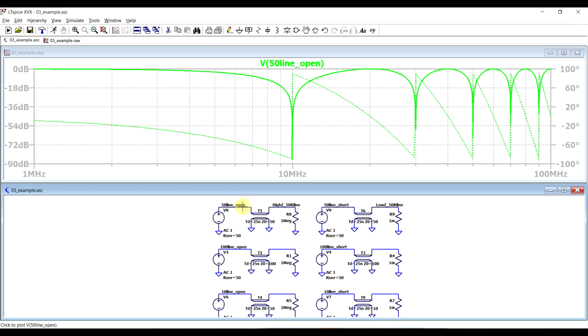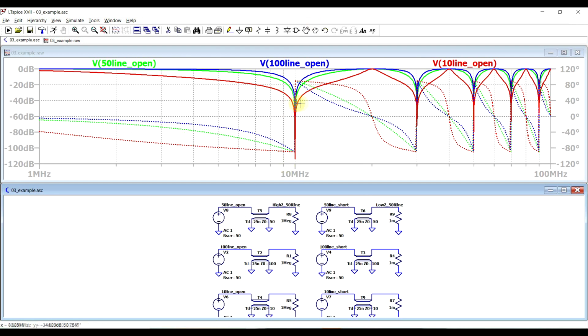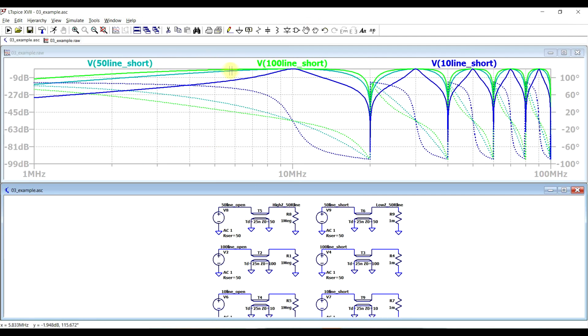So if we look at the responses, this is the 50 ohm line with an open load. If we go to 100 ohms, we see a slightly narrower response, and if we go to 10 ohms, then we see a slightly broader response. So the exact transmission line impedance is impacting the bandwidth of this inversion. In a similar fashion, if we now look at the short-circuited lines, and we just plot out all three of them, we can see that at 10 ohms this time we have the narrowest bandwidth, and at 100 ohms we have the broadest bandwidth.